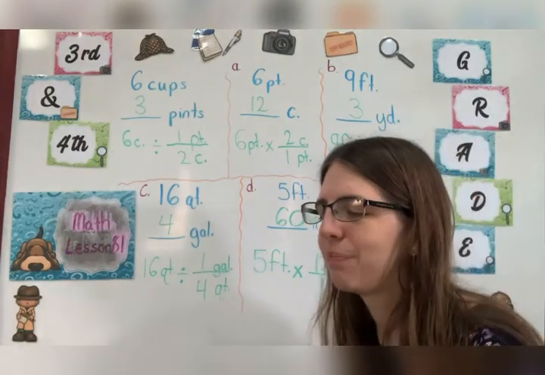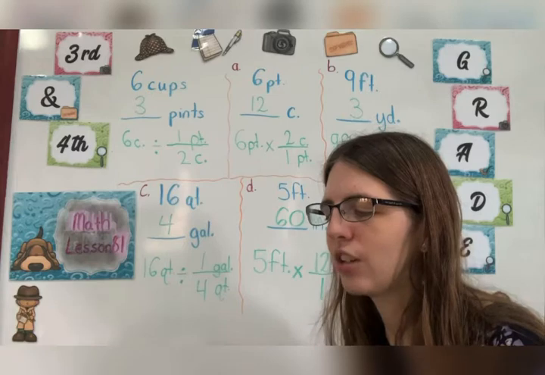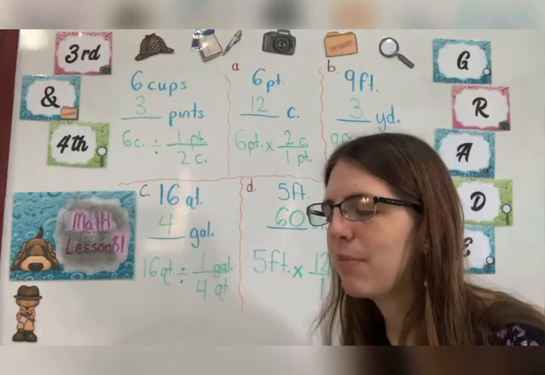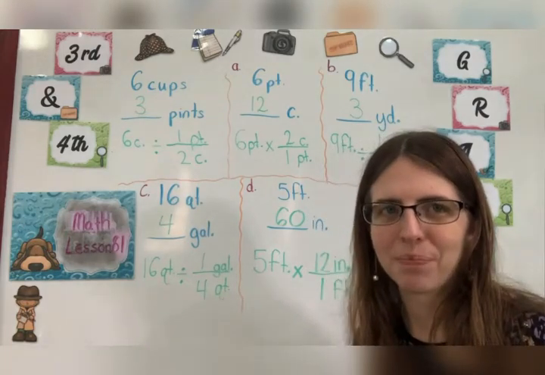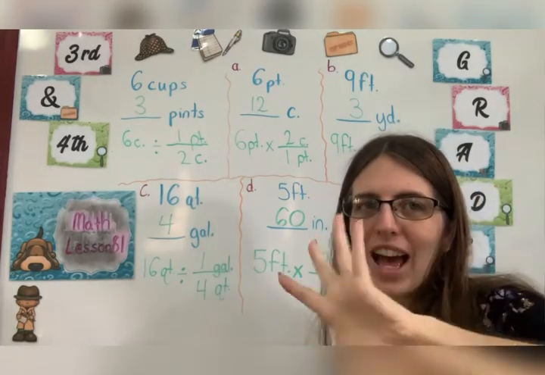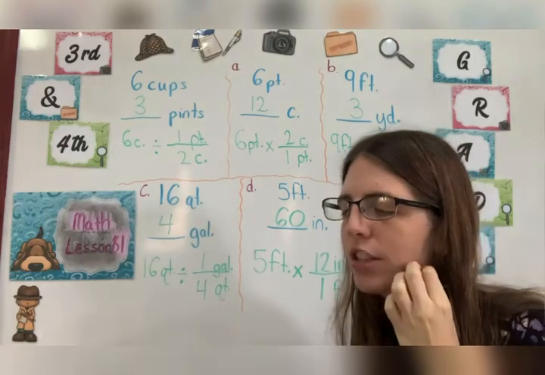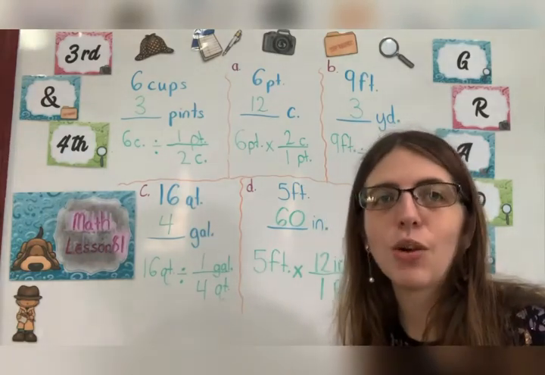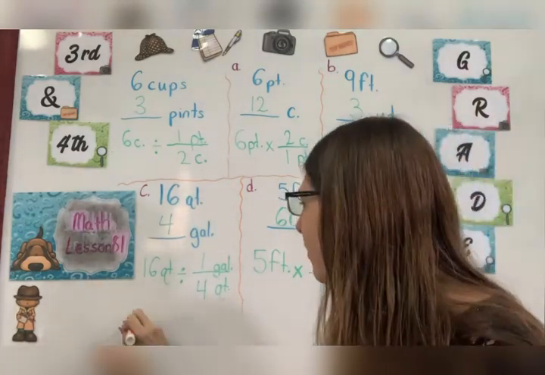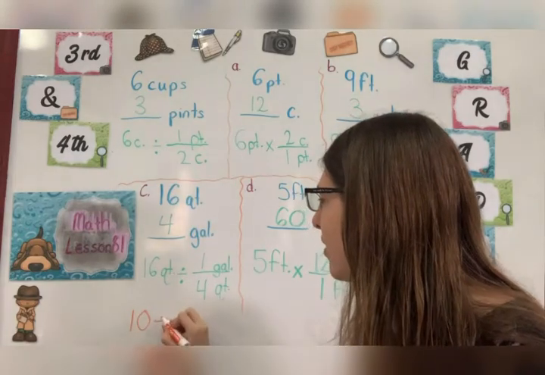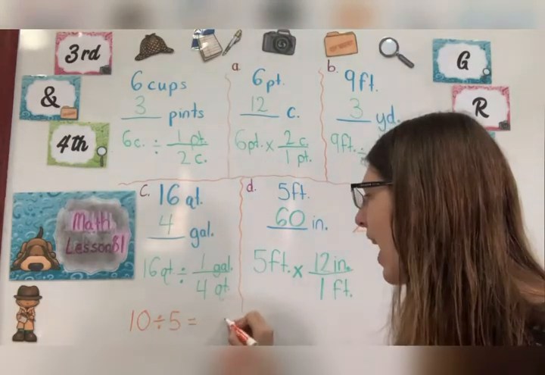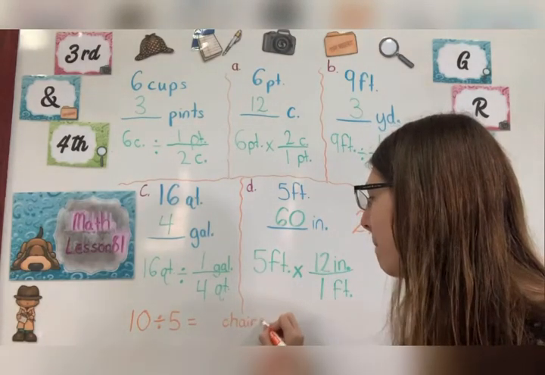All right, letter B. Mr. Peterson needed 10 chairs for his Sunday school class. If 5 students volunteered to help, how many chairs did each student carry? Okay, so for his Sunday school class, he needs a total of 10 chairs. 5 students are helping. So I'm dividing my 10 chairs by those 5 students. So it's 10 chairs divided by the 5 students who want to help equals how many chairs per student.